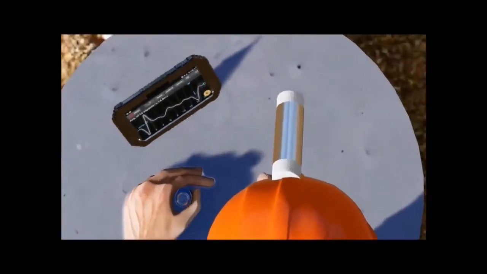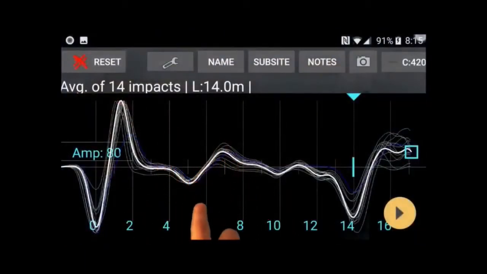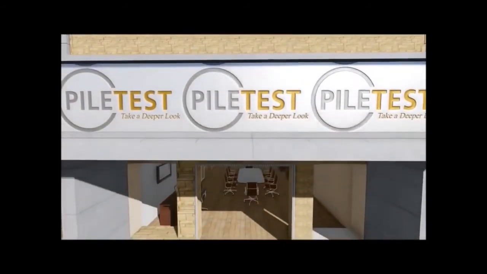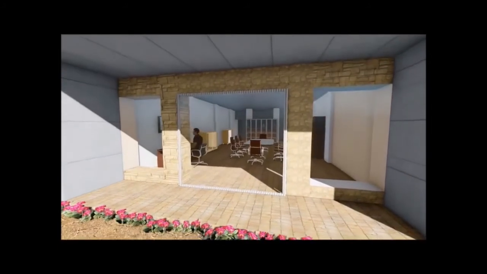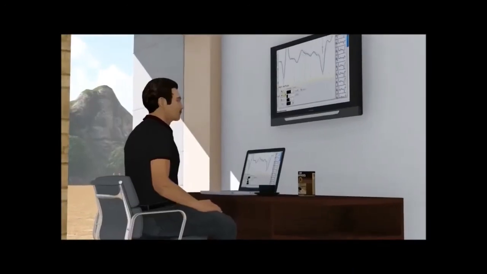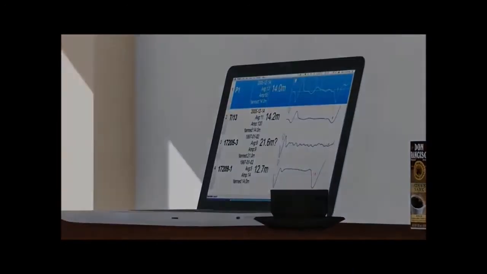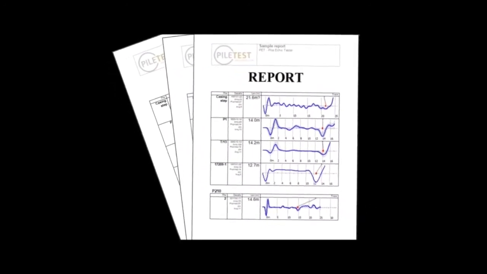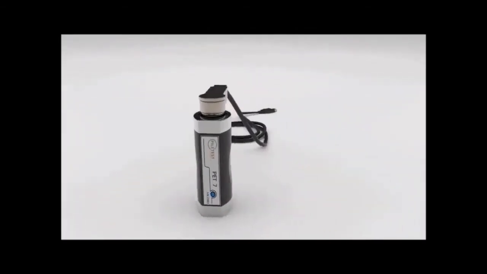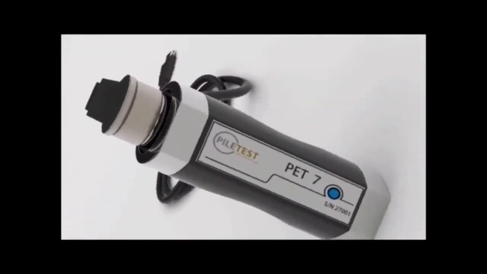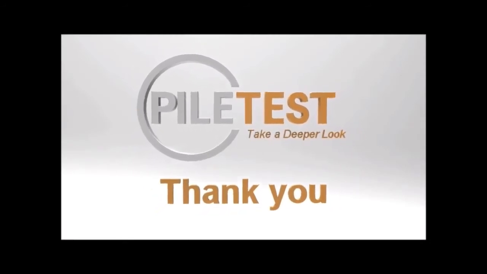The reflectogram on the screen shows a necking at a depth of 5 meters. The test results are now analyzed in the office and the report produced. The PET, your compact yet powerful tool for testing the integrity of deep foundations.